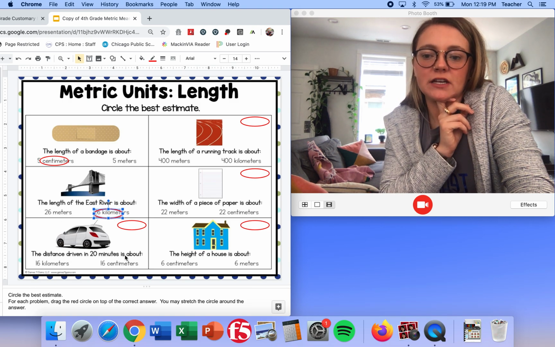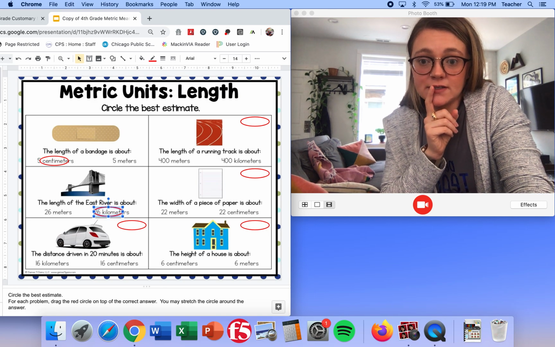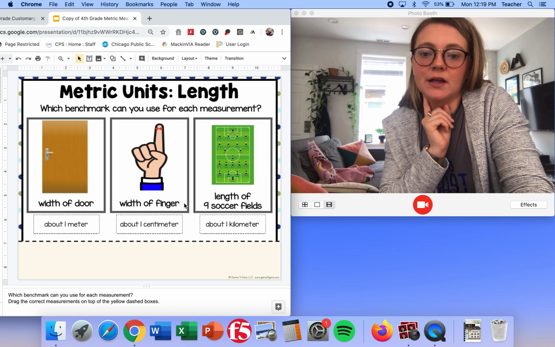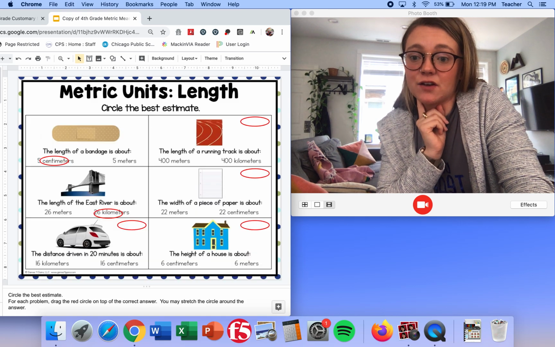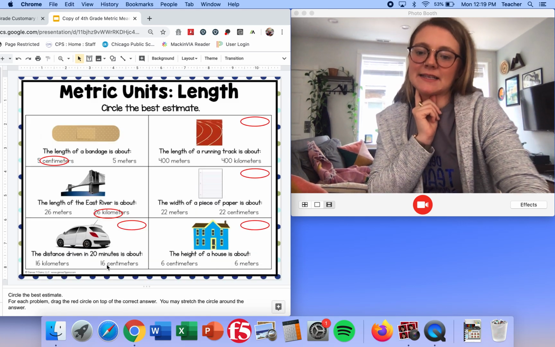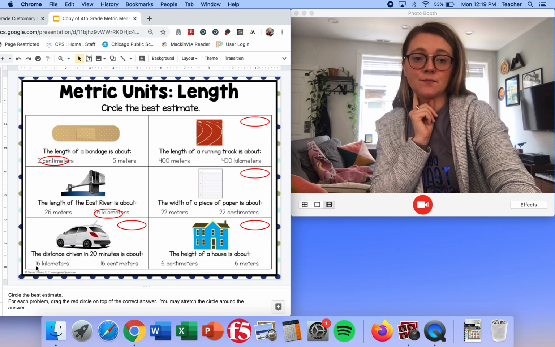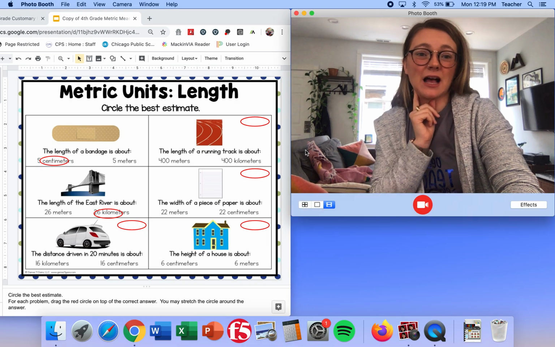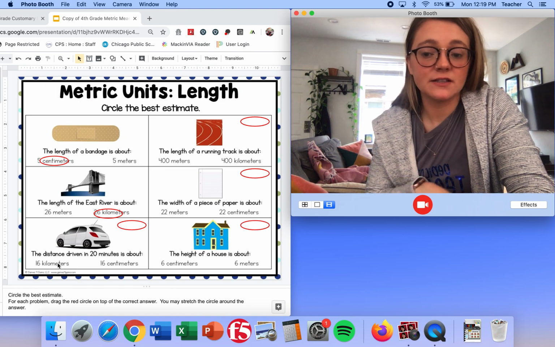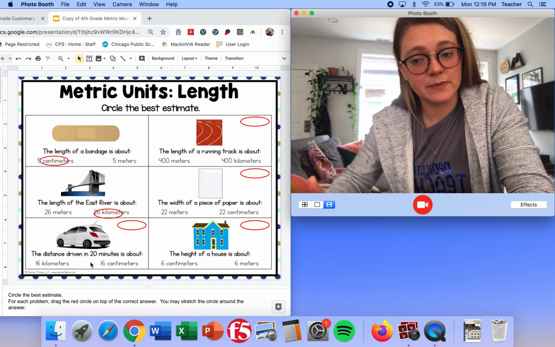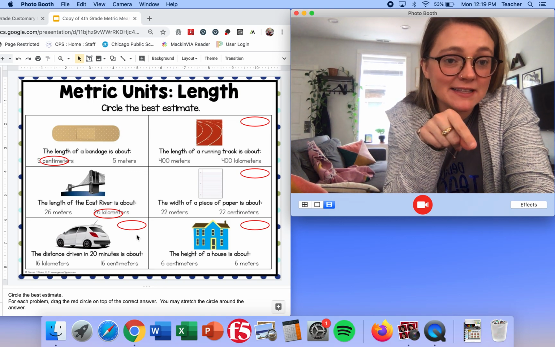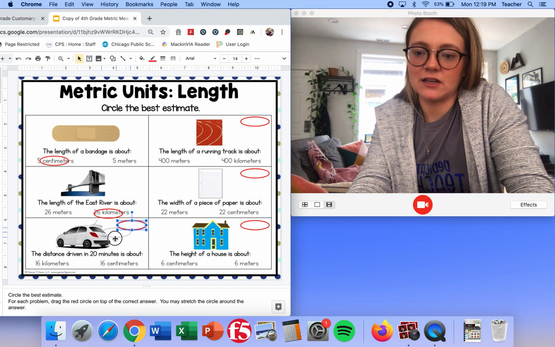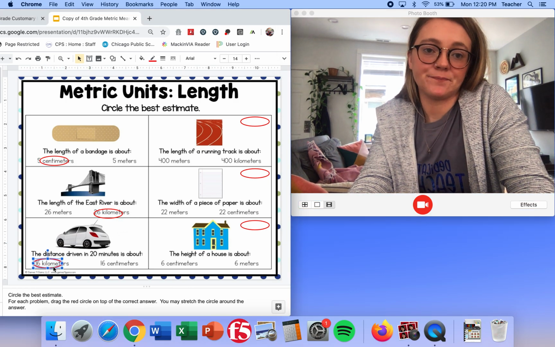The distance driven in 20 minutes. Do you think in 20 minutes we go 16 kilometers? 16 kilometers, remember, are the length of 9 soccer fields. 1 kilometer is the length of 9 soccer fields. Or is it 16 centimeters? Do you think you could pass like 160 soccer fields in 20 minutes if they were all lined up back to back? Or do you think you'd only go as far as 16 of my little fingers in 20 minutes in the car? You would definitely go past a ton of soccer fields in 20 minutes in the car.